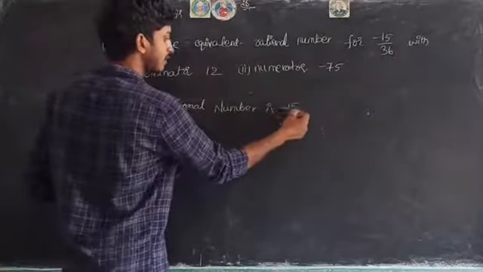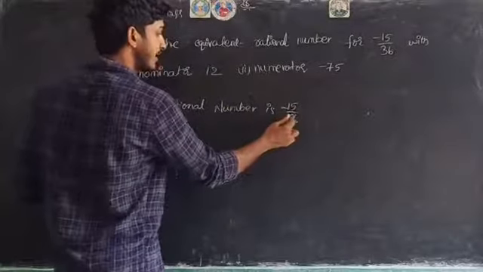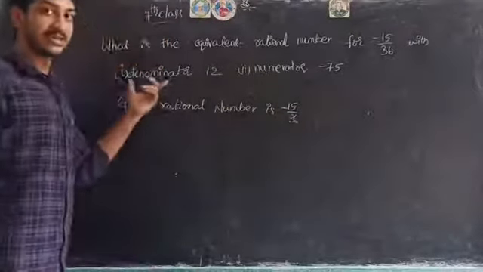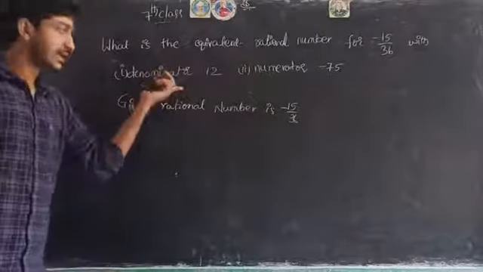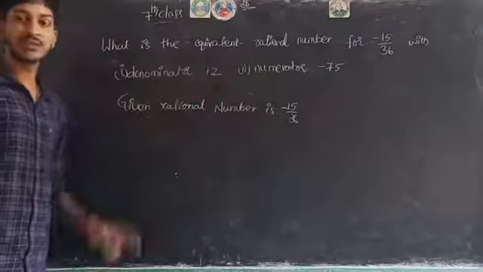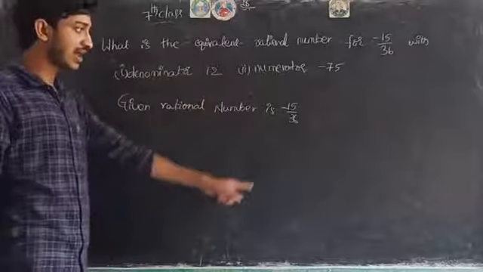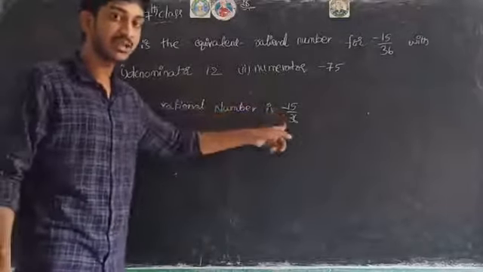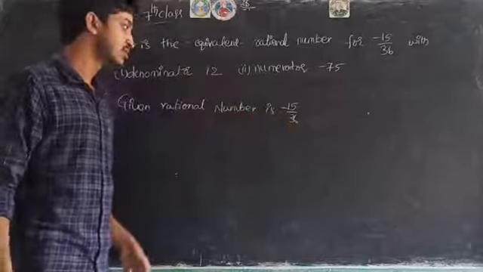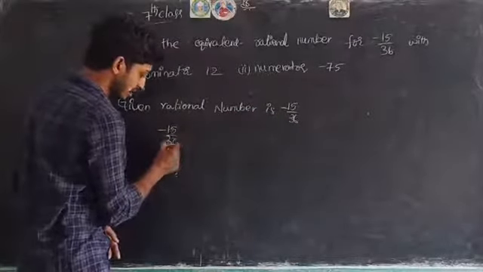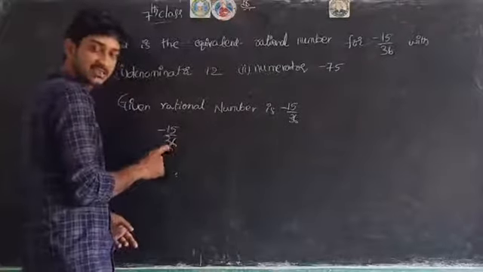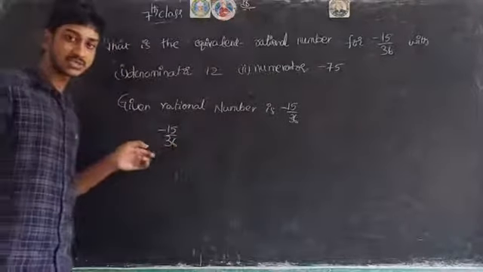So we have to write the equivalent rational number for this number, with the denominator given as 12. So we have to write an equivalent rational number for this number with the denominator as 12. Here minus 15 by 36 has denominator 36, but we have to convert this 36 into 12.